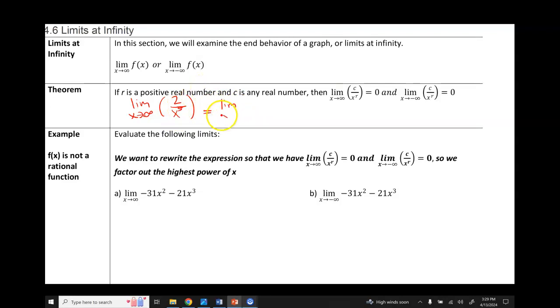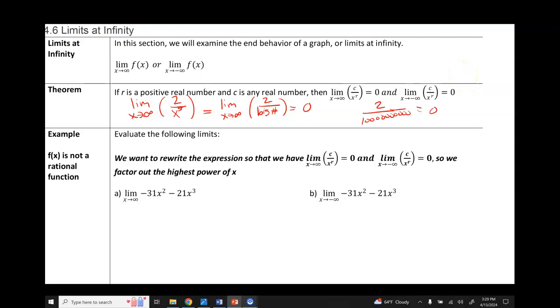So if you have the limit as x approaches infinity of 2 over x to the fifth, and I plug in x equal to a really big number, if you take 2 and you divide it by some really big number, then that's going to be very, very close to 0. So that's what this is saying. If you take any constant and you divide that by a very, very big number, it's going to be approximately 0. And as x approaches infinity, then 2 divided by infinity will definitely be 0.